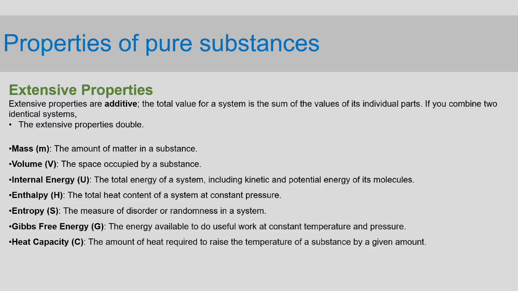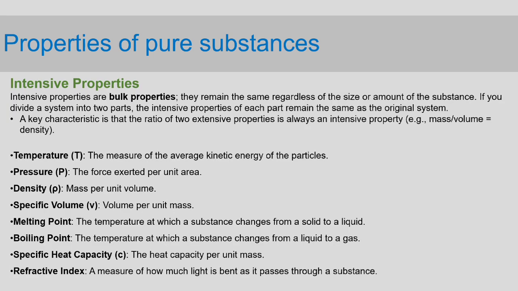Second topic is properties of pure substances. There are two different types of properties: one is extensive property, another is intensive property. Extensive properties depend on mass. Some of the extensive properties are mass, volume, internal energy, enthalpy, entropy, Gibbs free energy, heat capacity. Intensive properties do not depend on mass. Examples: temperature, pressure, density, specific volume, melting point, boiling point, specific heat capacity, refractive index.